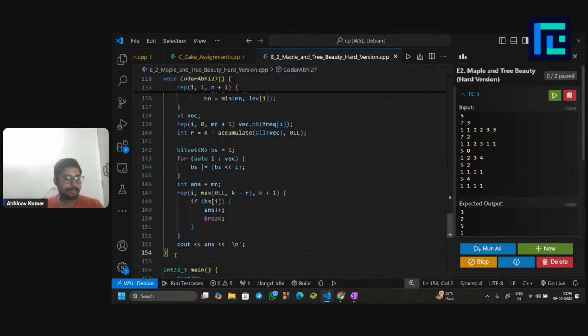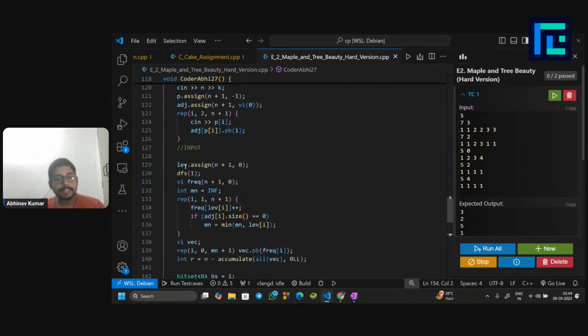Okay, I hope the code is also clear. Are there any doubts in this problem? Okay, so if it is clear, we can analyze the time complexity. I've already explained the time complexity.